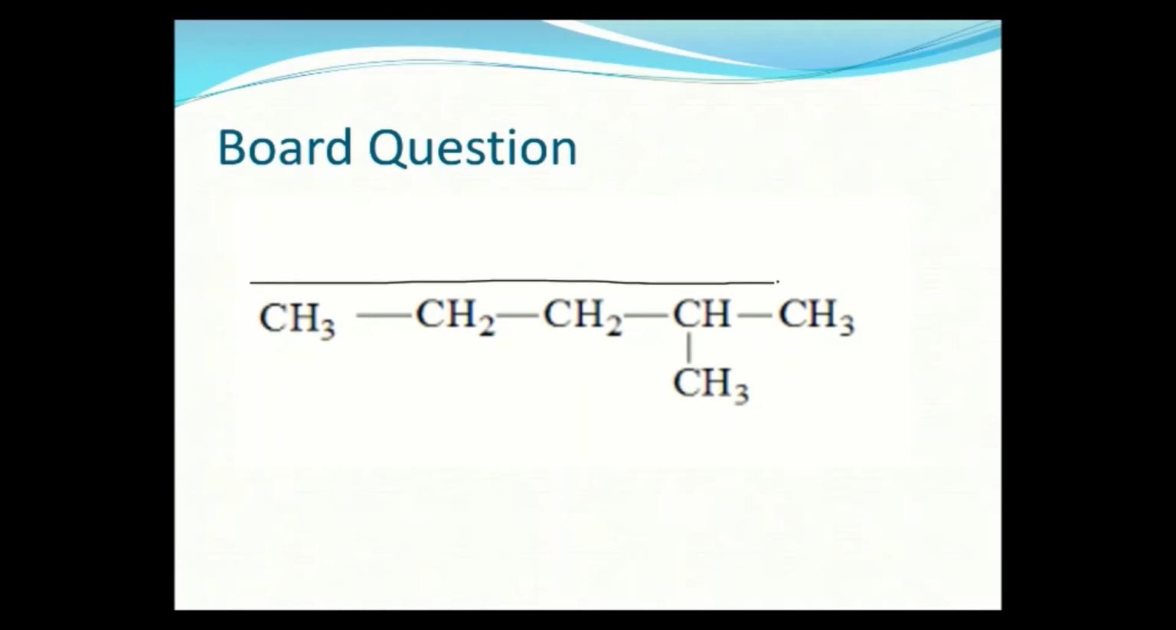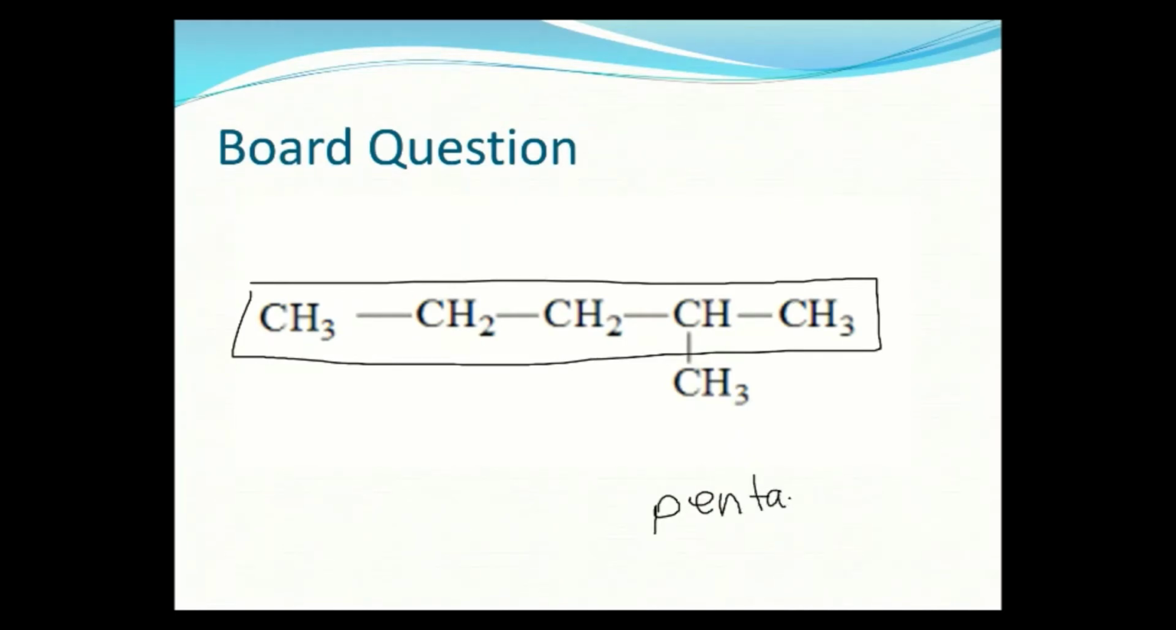Okay, so our longest parent chain is this. We have 1, 2, 3, 4, 5. So our parent is pentane. And we can number 1, 2, 3, 4, 5, or we can number 1, 2, 3, 4, 5. Right? So it can either be 2 or 4. So we're going to go with the 2 because it's lower.